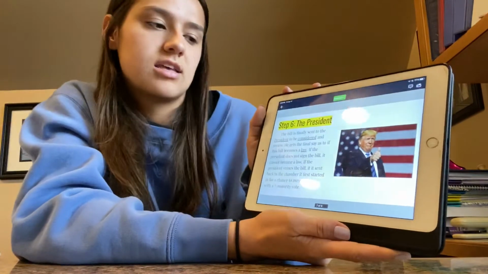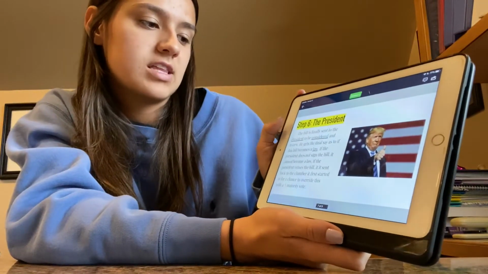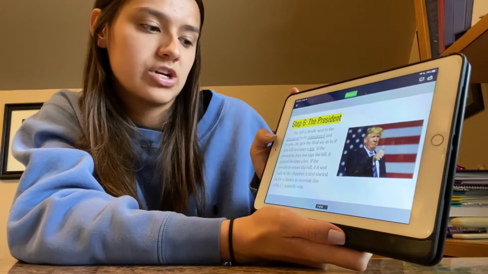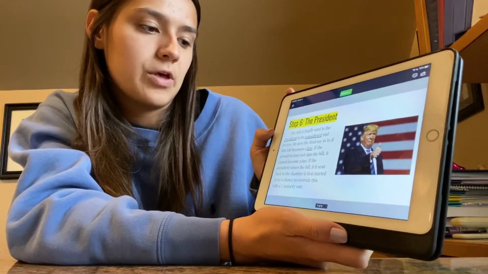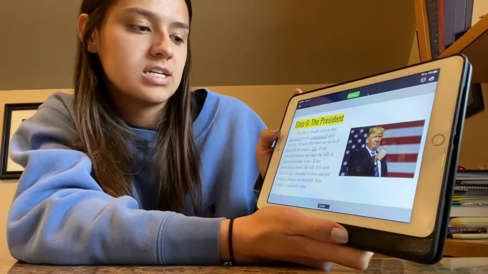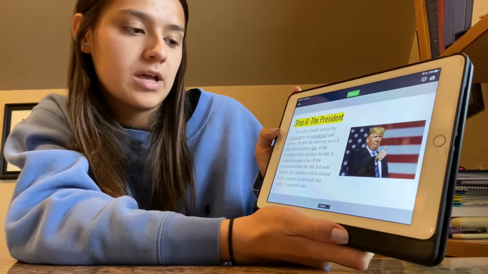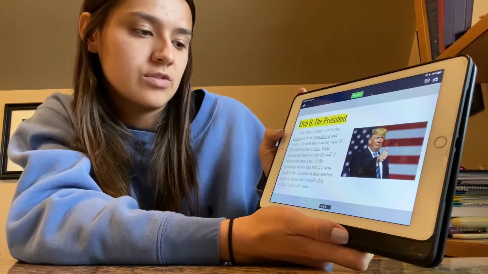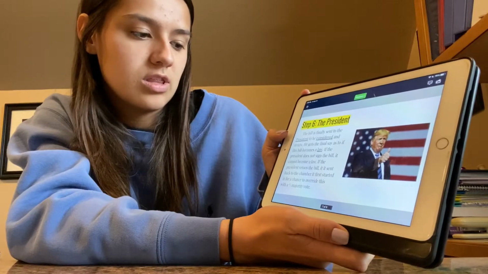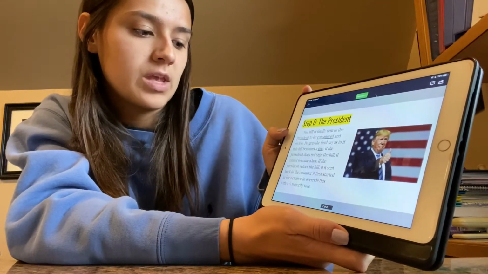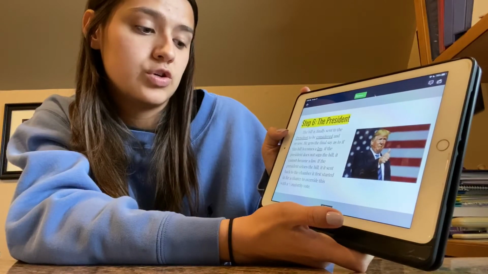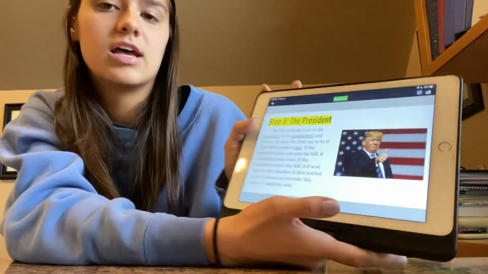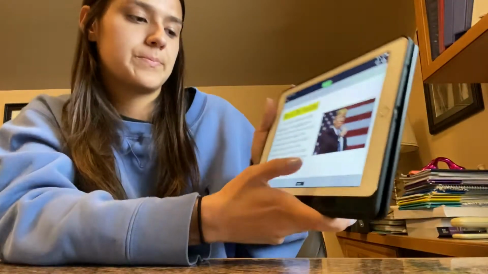Step 6, the president. The bill is finally sent to the president to be considered and reviewed. He gets the final say as to if the bill becomes a law. If the president does not sign the bill, it cannot become a law. If the president vetoes the bill, it is sent back to the chamber it first started in for a chance to override this with a 2/3 majority vote. And then I just have a picture of President Trump.